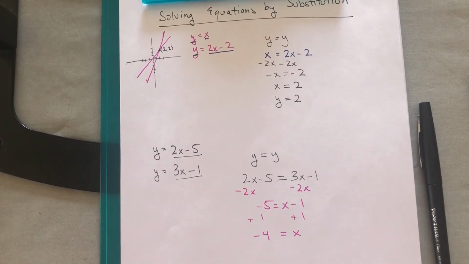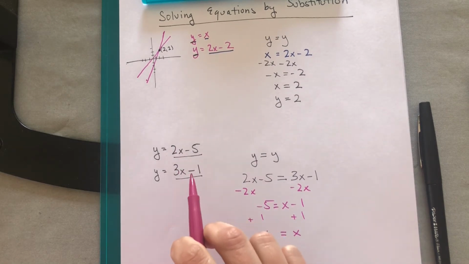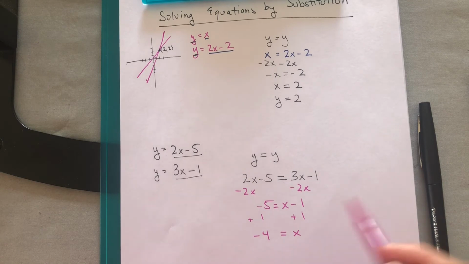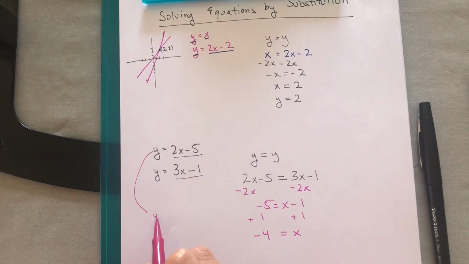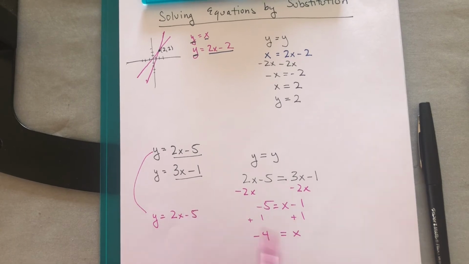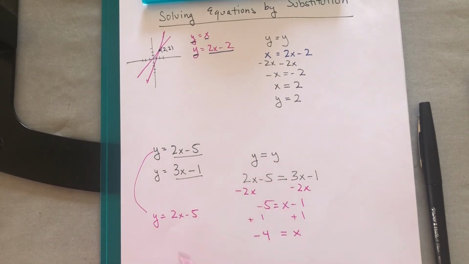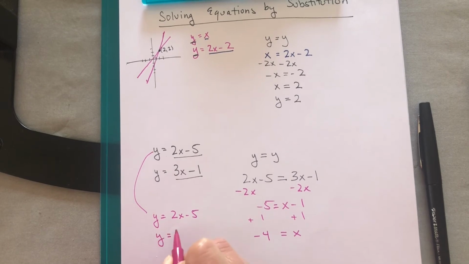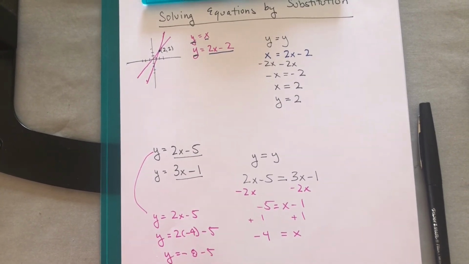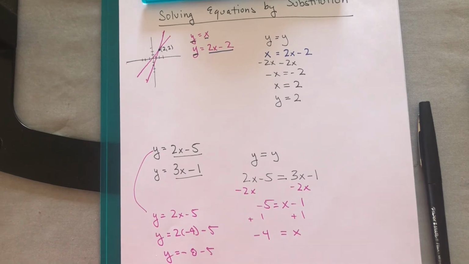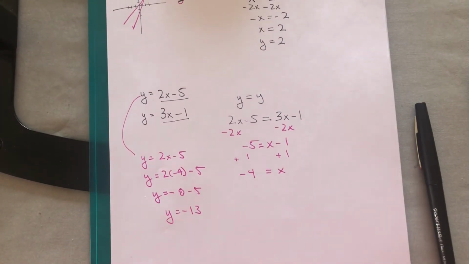So the next step then, once I have the value of x, is to find the value of y using one of these equations, and then check my solution by making sure I get the same value of y for the second equation. So let's take the first one here. y equals 2x minus 5. And we think x is negative 4. So y would equal 2 times negative 4 minus 5. That's negative 8 minus 5. So the value of y would be negative 13.